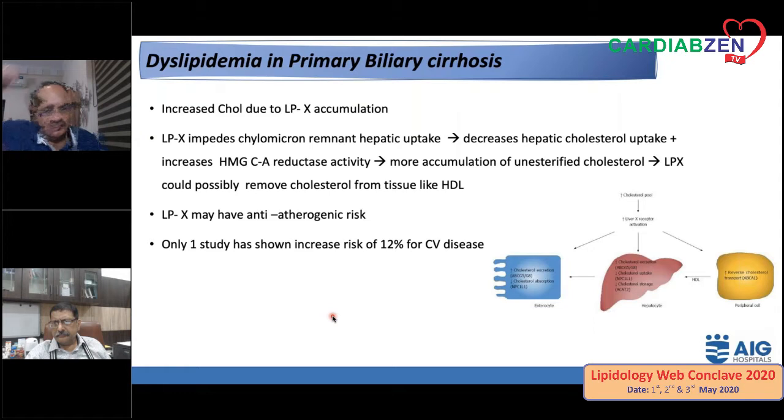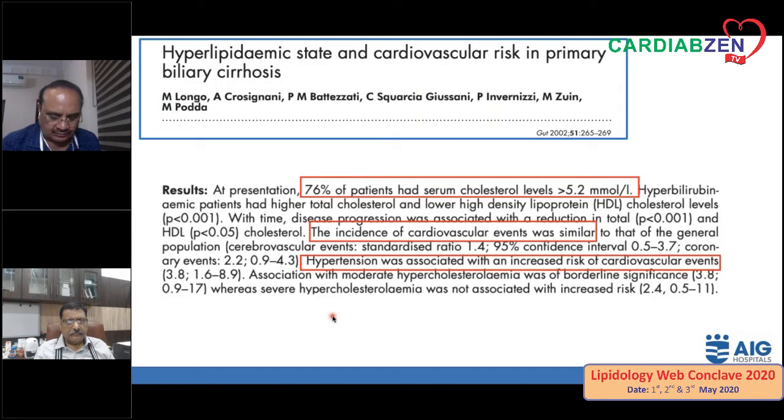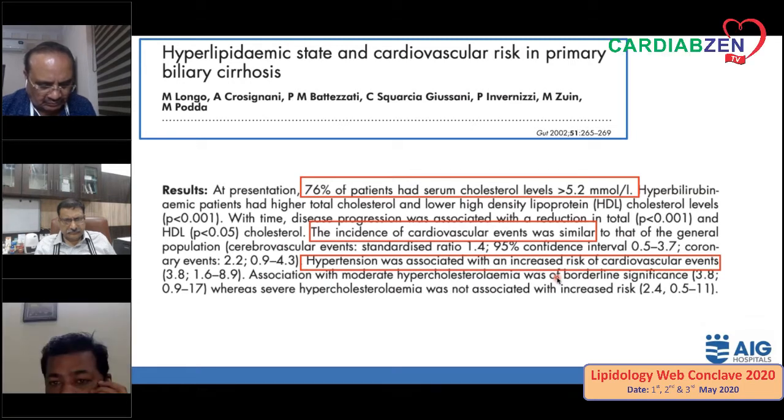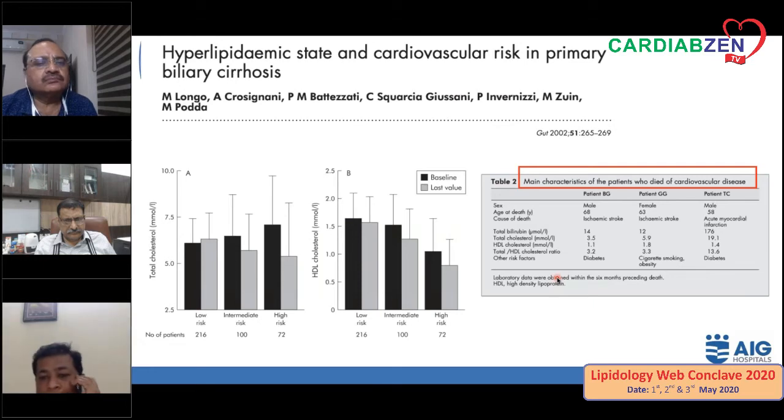risk. But there was a study which has shown in around 400 patients that yes, PBC still has a 12% increased risk of a cardiovascular event. This was another study which shows that despite 76% of patients having high cholesterol, the incidence was similar. So if we go through the majority of the studies, we'll find that in primary biliary cirrhosis with high cholesterol, in the absence of other comorbidities, the risk of a cardiovascular event due to the dyslipidemia was not very high.